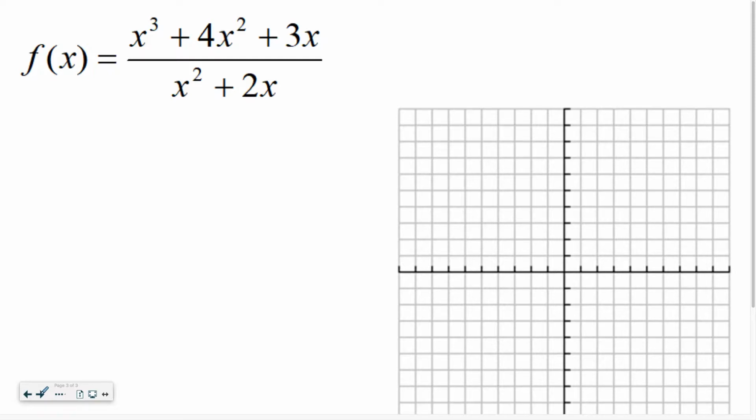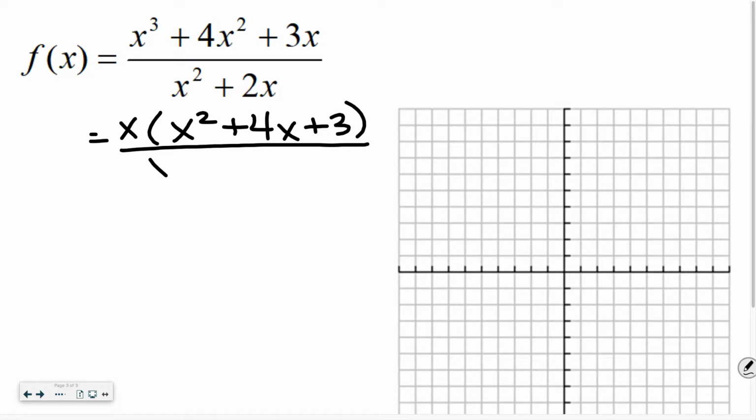You guys are moaning and groaning over here. What's the problem? You don't think we can? You can take an x out. Guy is suggesting not to panic because we can take an x out of our numerator and denominator, can't we? We can take an x out: x squared plus 4x plus 3 divided by x times x plus 2.